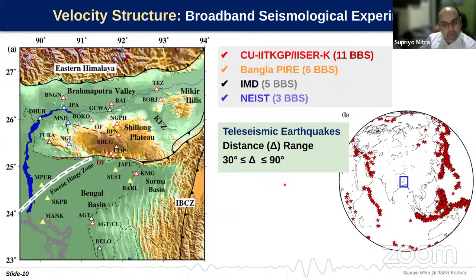There were different networks which ran stations. We ran some, which are the ones in red. There are these stations in Bangladesh, which are in yellow. IMD gave us a bit of the data, and then we had some stations from the Northeast Institute of Science and Technology. So these are all the stations from which we use data to understand the structure and also study the earthquakes. For looking at the structure, I use teleseismic earthquakes in a distance range of 30 to 90 degrees, and these are plotted on the map here. The stars are the earthquakes that we have used to look at the structure.